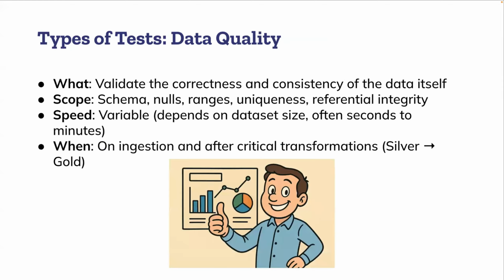Cool. There's another kind of test that is sort of unique to data engineering, and that is data quality. And we have a little diagram there. This is ChatGPT interpreting what a happy data engineer looks like with some data quality tests. So what are data quality tests for? They validate the correctness and consistency of the data that we get into our pipeline. So we're talking schema tests, nulls, ranges, uniqueness, referential integrity. And obviously the speed can vary depending on what you're testing.